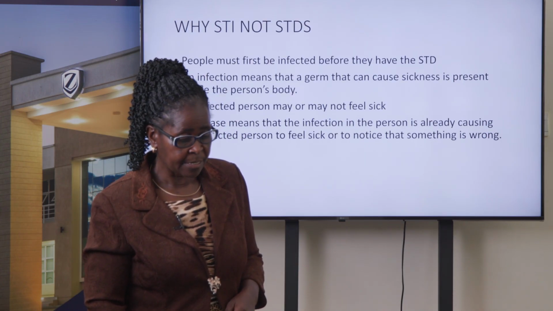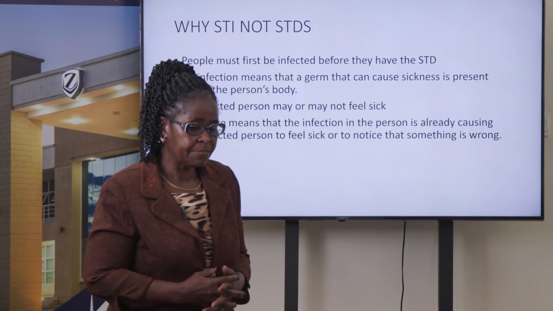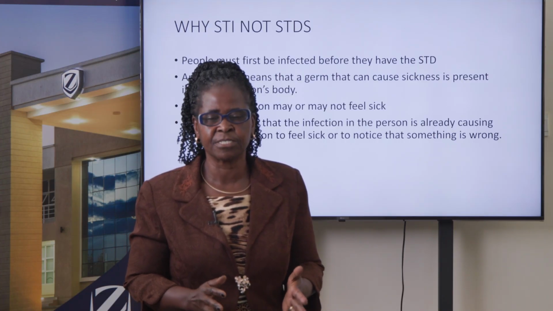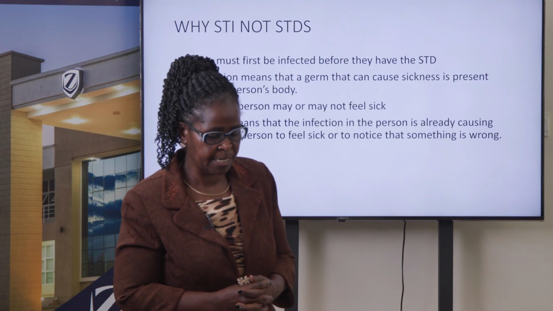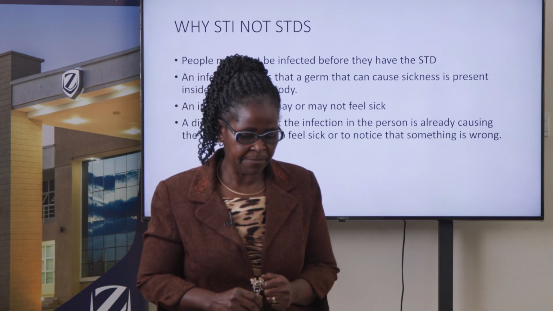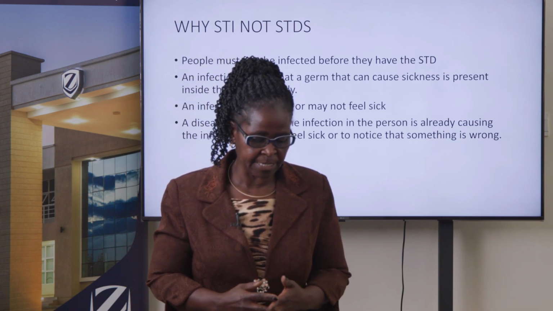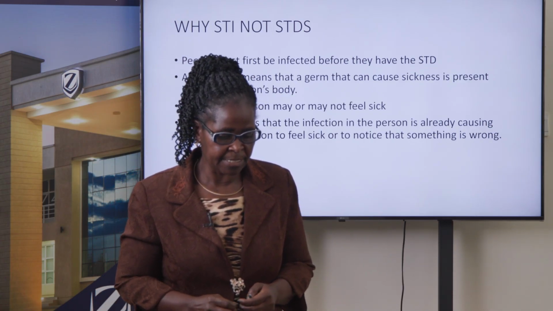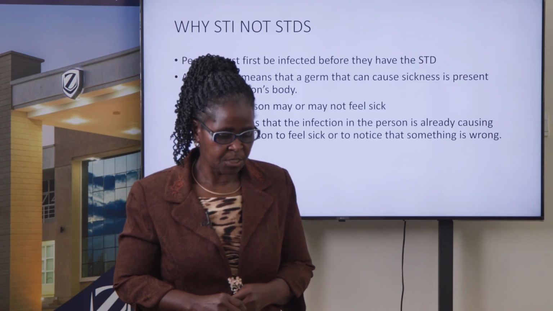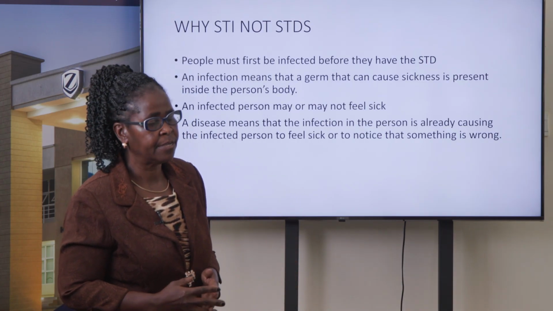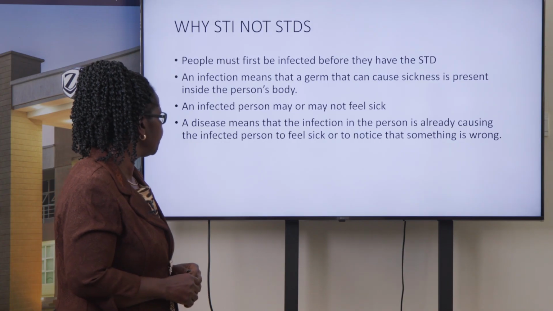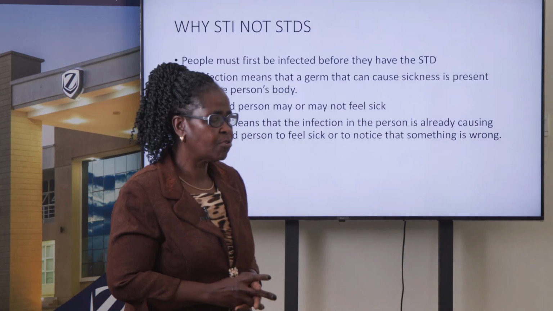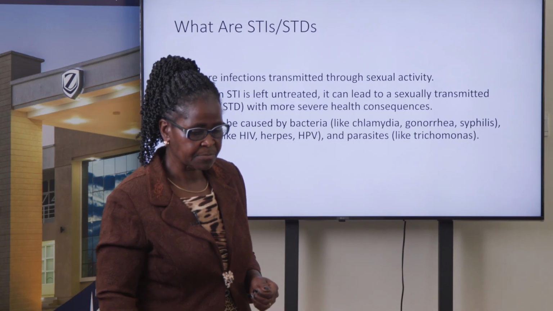So we find people must first be infected before they have the disease. That's why we like calling them sexually transmitted infections, not sexually transmitted diseases. So when one gets an infection caused by a germ, this can cause illness in the person's body. An infected person may or may not feel sick. A disease means that the infection in the person is already causing the infected person to feel sick or to notice that something is wrong.